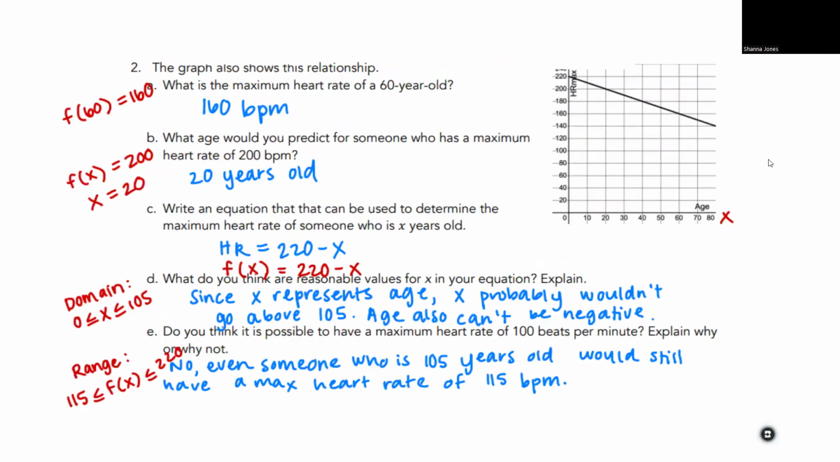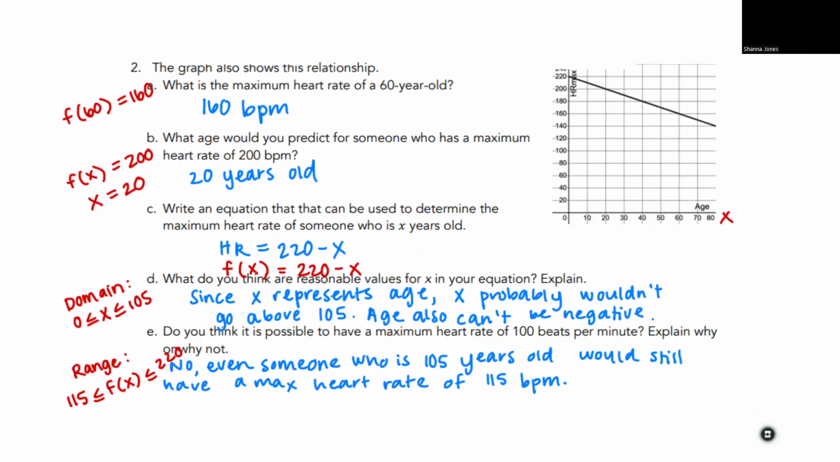Okay. On number 2, what is the maximum heart rate of a 60-year-old? So you're looking for f of 60. Yes, 160. Perfect. On letter B, you have f of x equals 200. This time you have your output and it wanted to know the input. So what age gave a beats per minute of 200? 20. Do we all get 20? Perfect. And then on C, it said to write an equation. So your equation to determine your heart rate equals 220 minus x, or f of x equals 220 minus x.